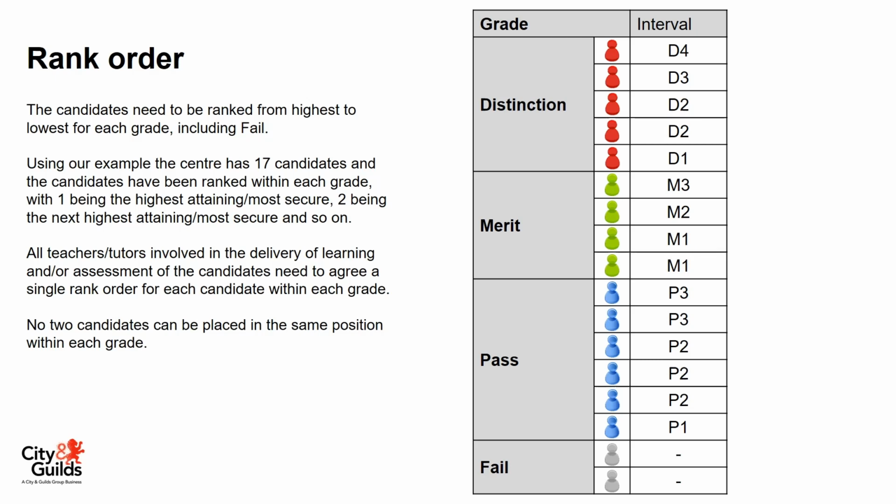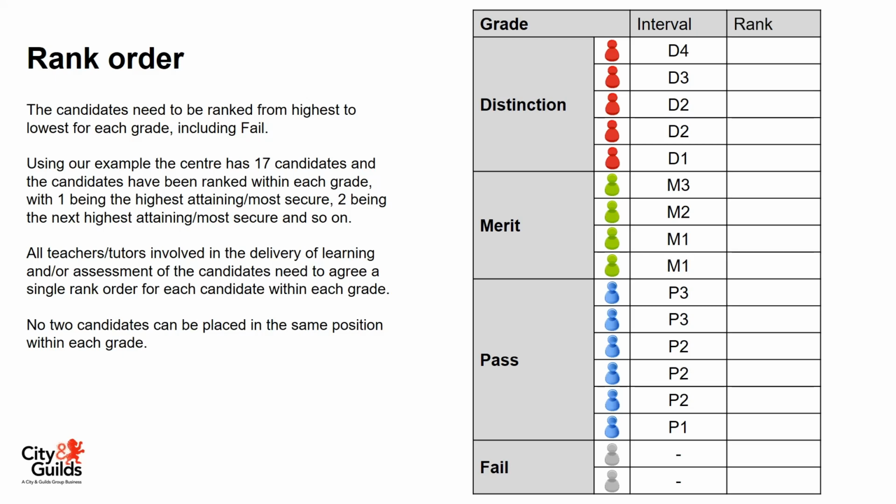Using our example, the centre has 17 candidates and we've already assigned their grade and grade intervals on the previous slides. We now need to rank the candidates within each grade on a sliding scale, 1 being the highest attaining or most secure grade. We do this for each grade, so in this case 1 to 5 for distinction, 1 to 4 for merit, and 1 to 6 for the pass candidates. You can see there on screen as well that we've also rank ordered the fail grades. As it's only 2 candidates, it goes from 1 to 2.